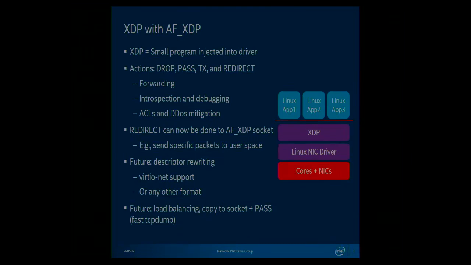What else? Right now, the current patch set only consumes the frames, and the received frame that is being redirected to a socket is consumed. But we will need to be able to copy the frame to a socket and then pass it on to the stack, because then tcpdump could use that and be much faster than the current AF_PACKET-based one. And also I've been discussing with Jesper down here about doing load balancing from an XDP program, so we can receive a frame and then load balance it over multiple sockets.